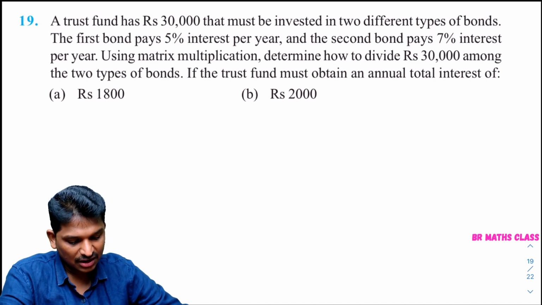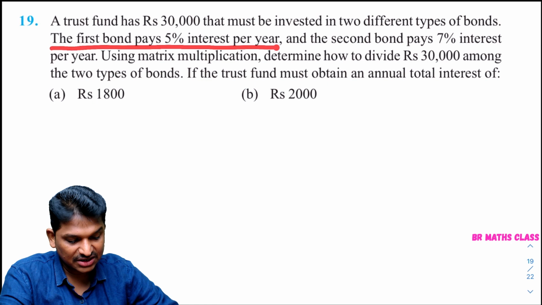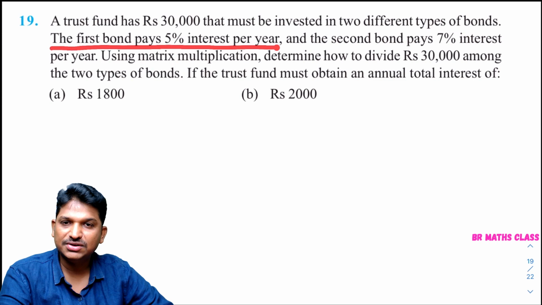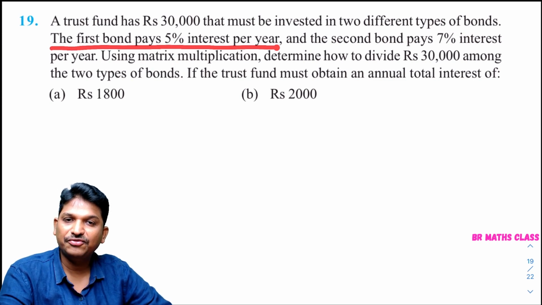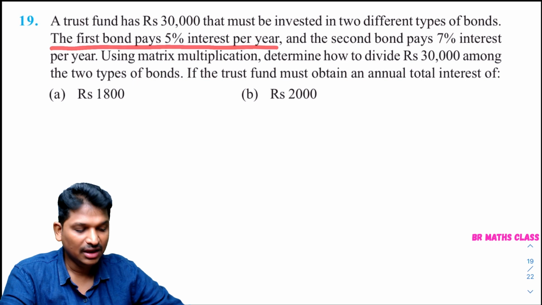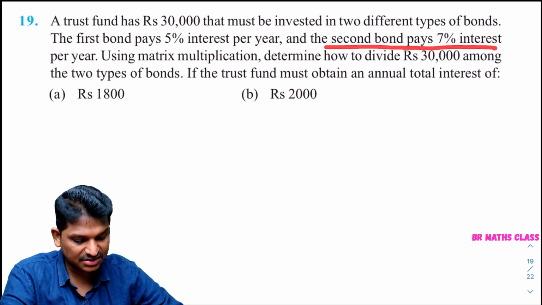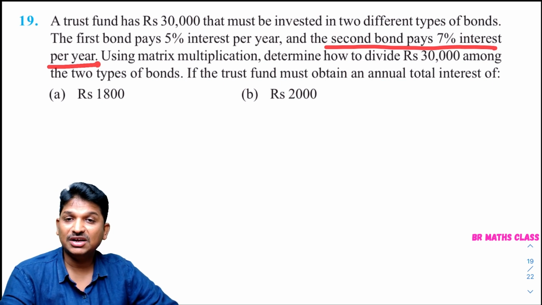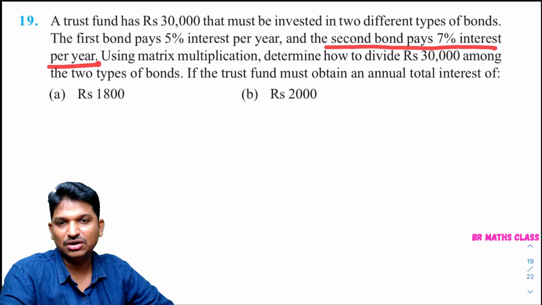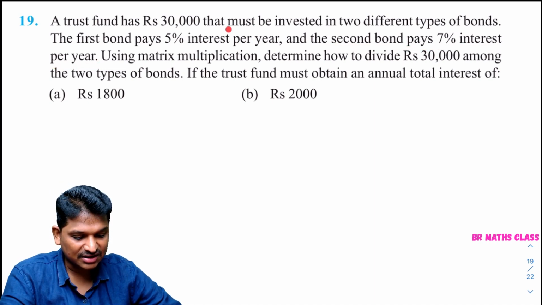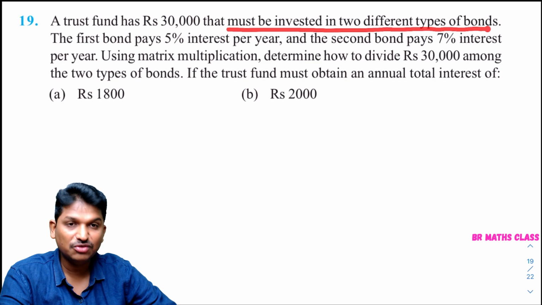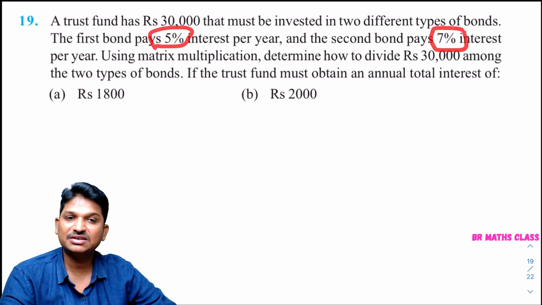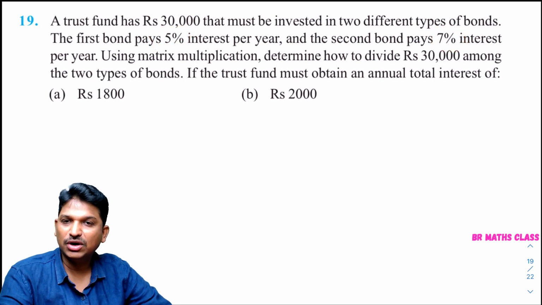Okay, this is clear. The first bond pays 5% interest per year. And the second bond pays 7% interest per year. That means the second bond pays more interest than the first bond. But here they mention that the trust amount must be invested in two different types of bonds. First bond pays 5% interest, second bond pays 7% interest. Till here everything is clear.